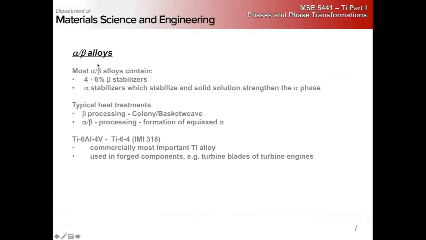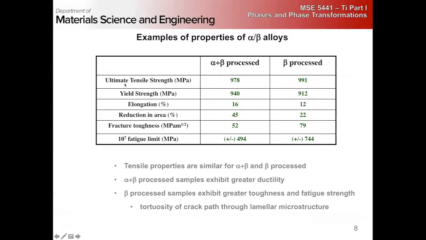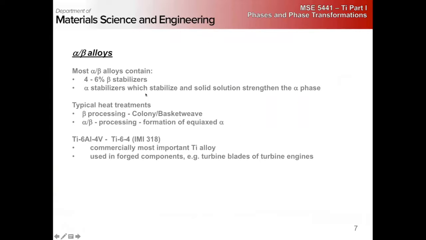For the suite of alpha beta alloys, we're going to have roughly about 4 to 6% beta stabilizers, and then some added alpha stabilizers back in, which give solid solution strengthening to the alpha phase, and then stabilize it so that we don't dissolve it away. We want to keep the alpha there for high service temperatures. We don't want alpha to dissolve while we're using it. Ti6-4 is by far the most important.